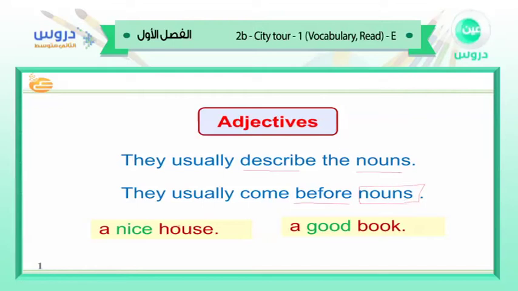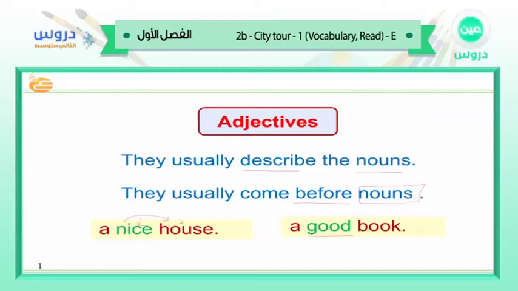Let's see here. Example: a nice house. House is the noun. Nice is the adjective. So, it describes the house. How is the house? The house is nice. Okay?